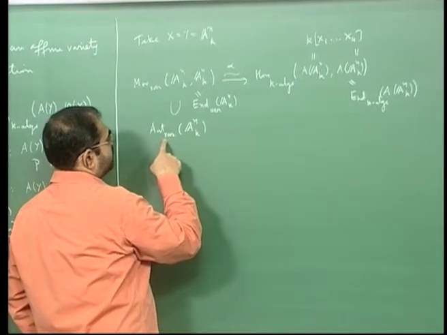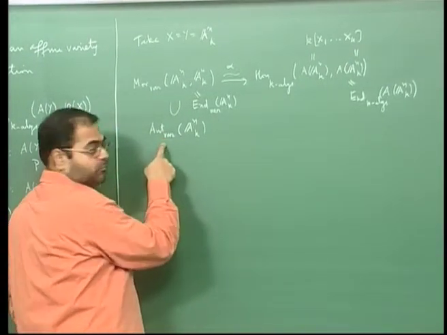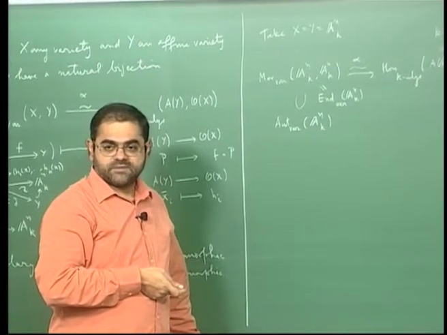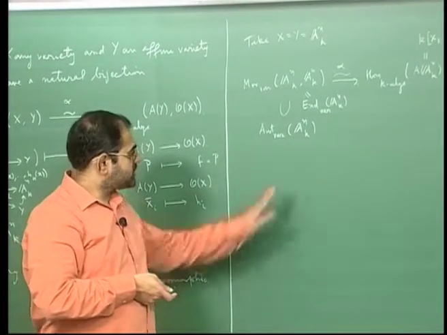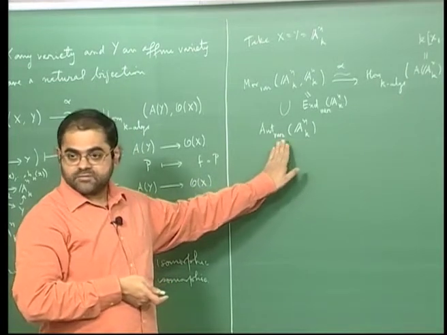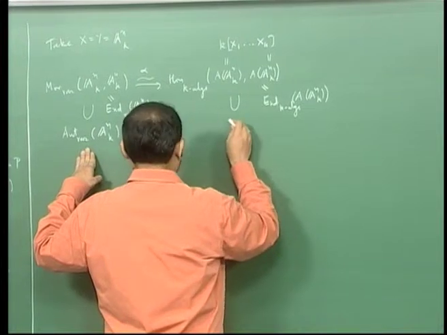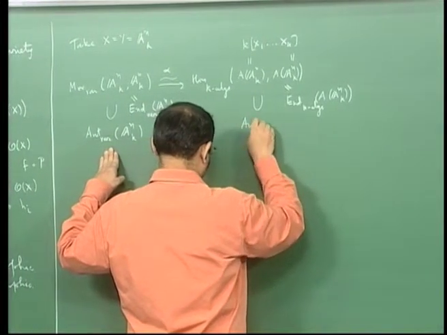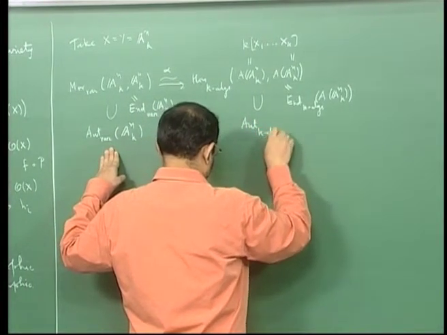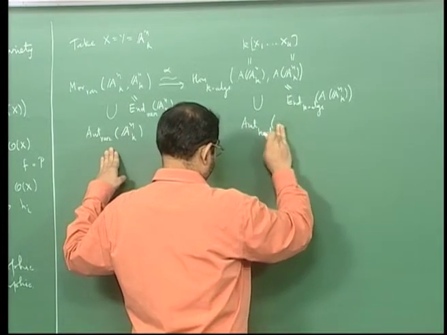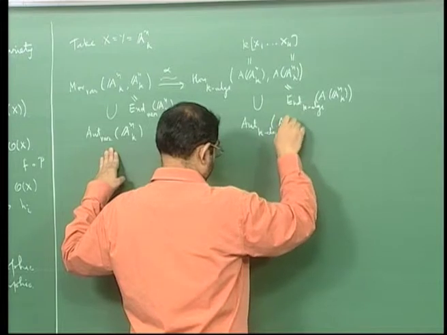If you look at it carefully, this is a group, because the composition of two morphisms is again a morphism, therefore the composition of two automorphisms is again an automorphism. So this is a group, and on the other hand you also have a group here, this is automorphisms as k algebras of k[x1, ..., xn], well let me write as A of An.